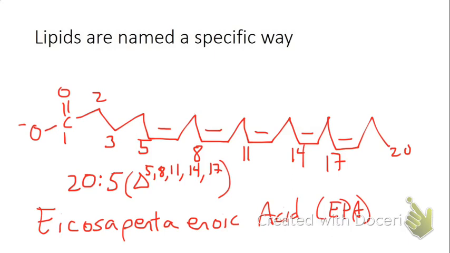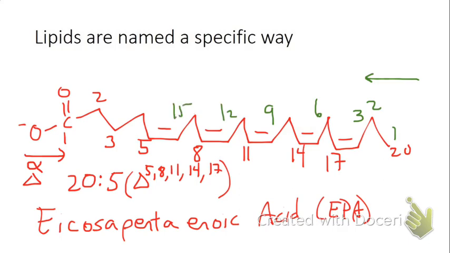If you notice, I said we count this way. When we count this way, it's known as alpha, and we do put a delta. That denotes the double bonds and the carbons where they come from. We can, if we wanted to, count the other way. So let's count that way. We have 1, 2, 3, 4, 5, 6, 7, 8, 9, 10, 11, 12, 13, 14, 15.